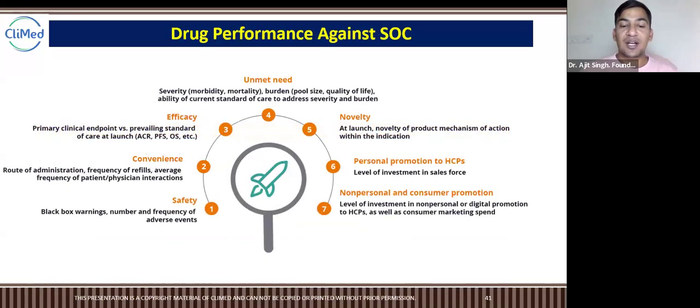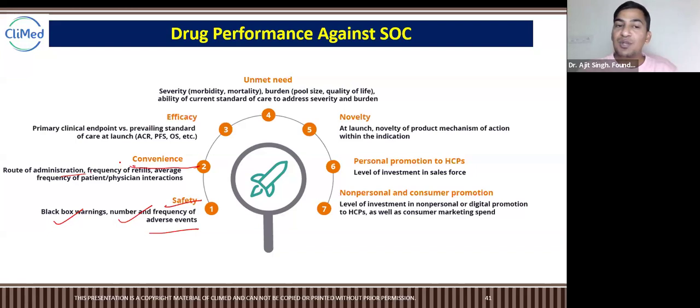And here are the things we check when evaluating drug performance against the SOC, standard of care. So we check on the safety, like black box warnings, the number and frequency of adverse events, and convenience, like route of administration. So these are all parts of labeling also, and these details must be given to regulatory bodies. All these details must be given to the patient on the labeling and all. Okay, and to the regulators. This is very important.